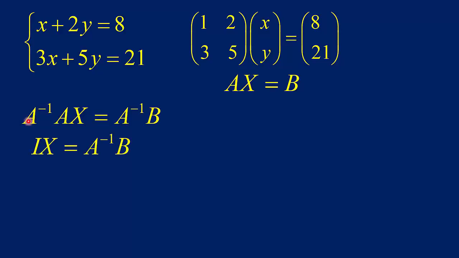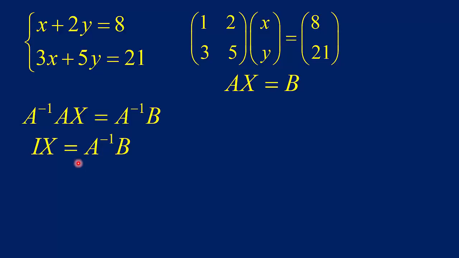If I do that, this A inverse times A, well, when you multiply an inverse by the original matrix, so if you multiply A inverse by A, you get the identity matrix. It's like you get 1. It's like when you multiply 2 by 1/2. You get 1. Well, so we get IX equals A inverse B.